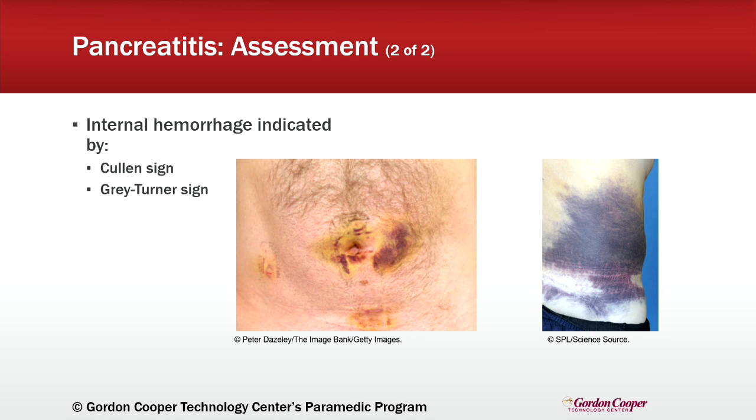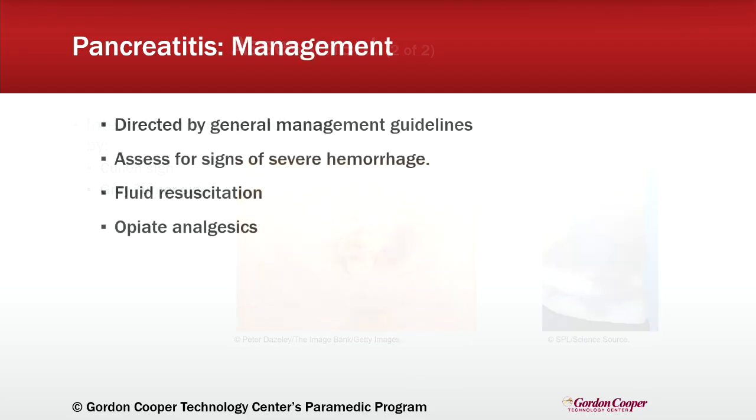So we're going to look for the Cullen or Grey-Turner signs. The Cullen sign is a bluish discoloration around the umbilicus, and the Grey-Turner sign is a bluish discoloration around the flanks. That's an indication of internal bleeding, and it should be very noteworthy, especially in a patient that's complaining of abdominal pain in the absence of trauma. We know something serious has happened if there's no trauma. Something is ruptured inside. Follow general management guidelines for pancreatitis and keep an eye out for signs of severe hemorrhage.